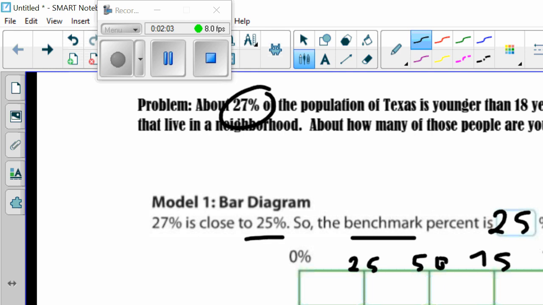So if we look, we're going to break this down. I have 200 as my total, and I have 1, 2, 3, 4 sections that give me that total of 200. So I'm going to take 200 and divide it by 4. You should know that 200 divided by 4 is going to give you 50. So each one of these blocks here is going to be 50.